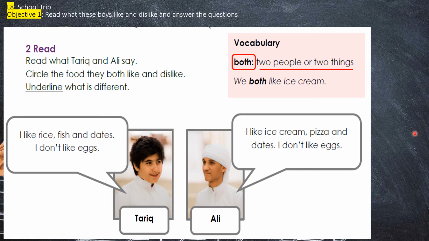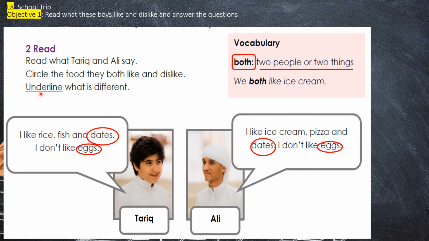Okay, what about the food that they don't like? Here for Tariq, he mentioned that he doesn't like eggs. Also Ali, he mentioned that he doesn't like eggs. So both boys don't like eggs.